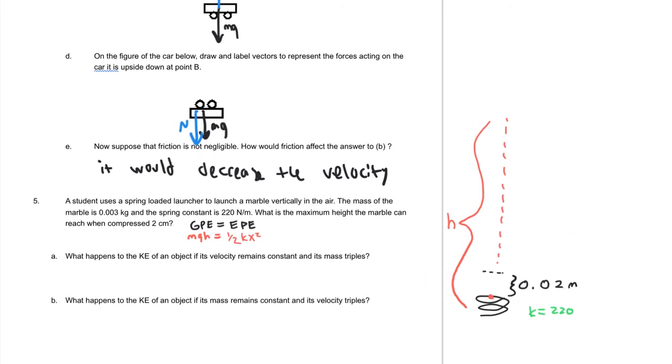And what do we have? Well, we have our x, which is the displacement when you compress the spring. That's 0.02 meters. We have the spring constant, K, which is 220. We don't have the height. We want to find the height. Do we have the mass? Yes, we have the mass. That's 0.003. And we have gravity. So it looks like we actually have everything we need to solve this.